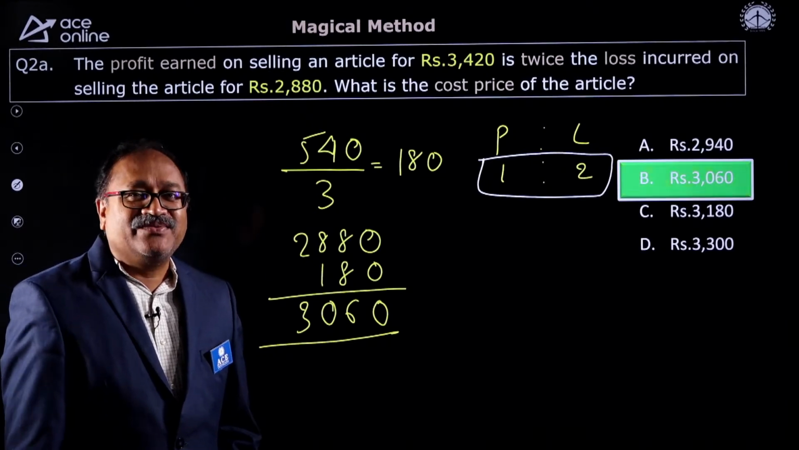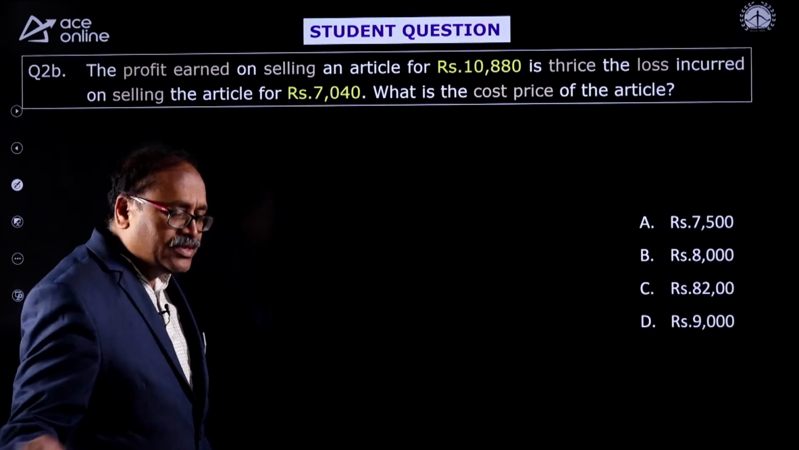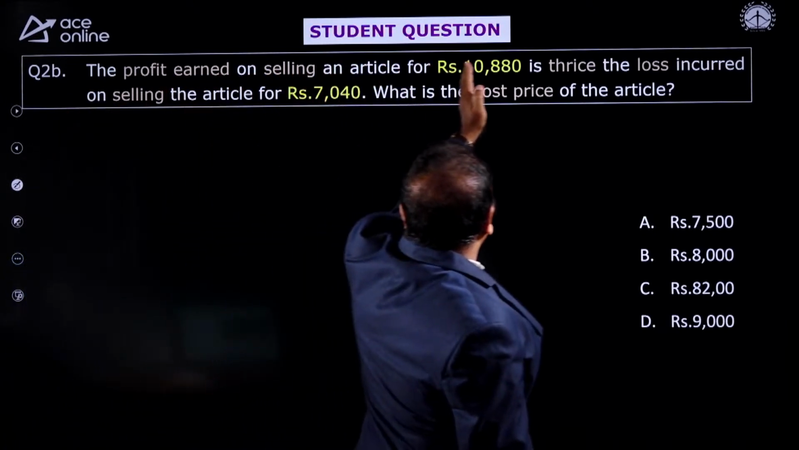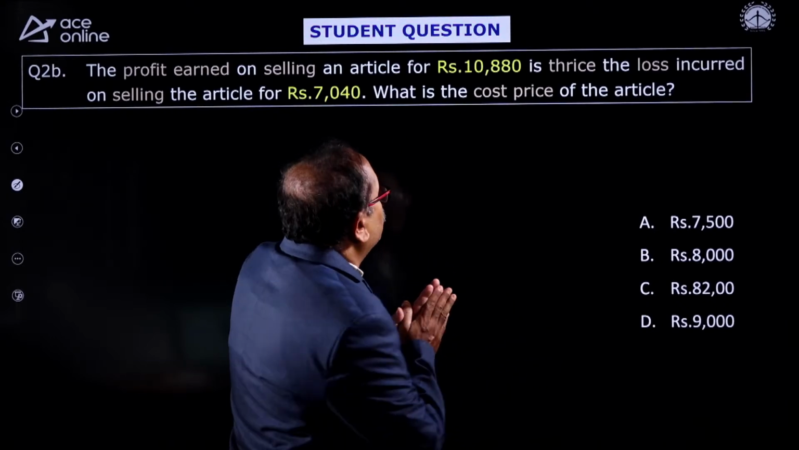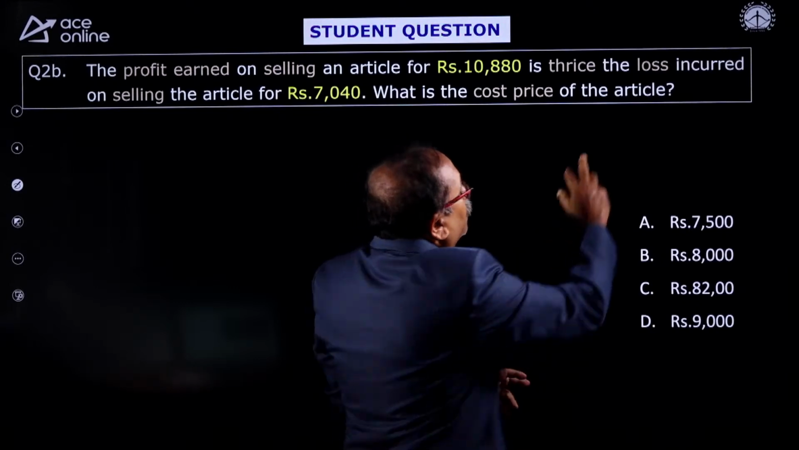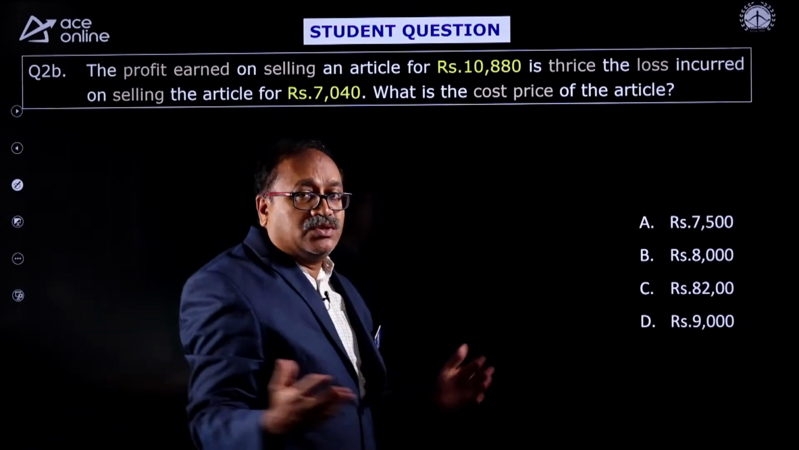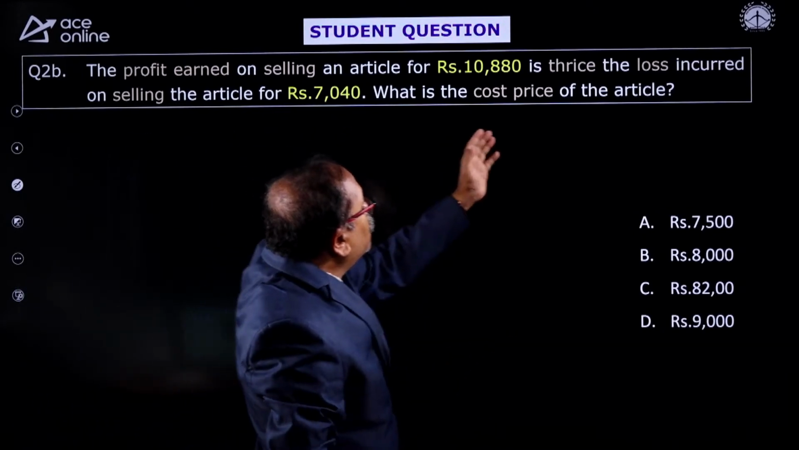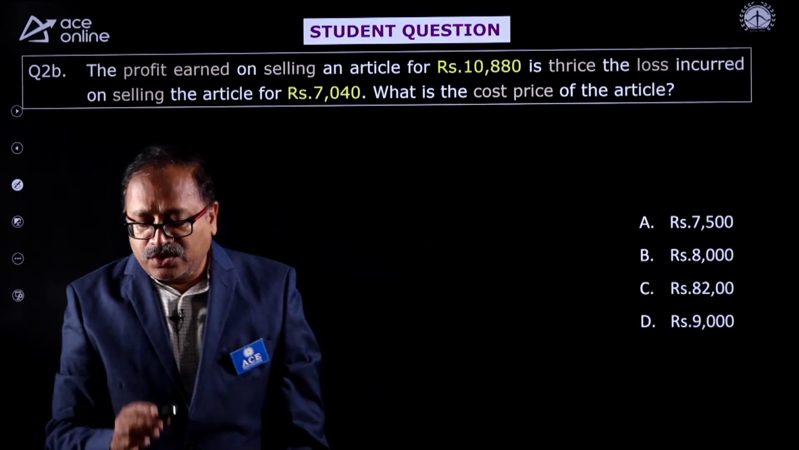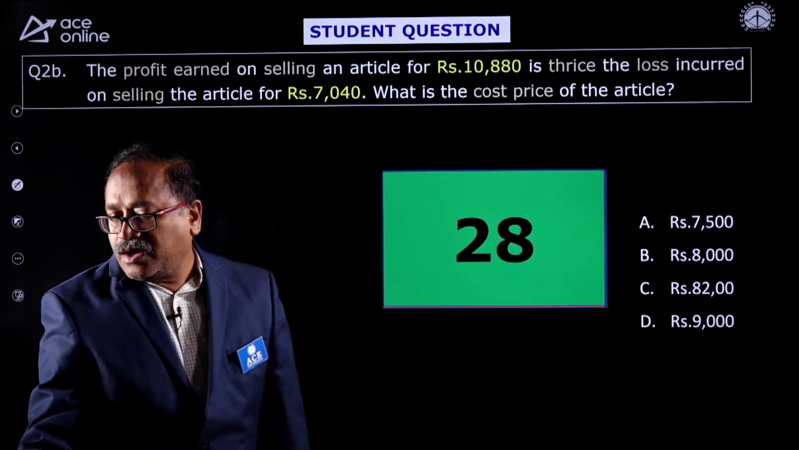I am giving a slide where there is a question for students. The student question, a similar question. Try this, my friends. The profit earned on selling an article for rupees 10,880 is thrice, here the profit is 3 times, the loss incurred on selling the article for rupees 7,040. The cost price of the article is? I am sure, Sai, you will answer the question and the time is for you. Come on.